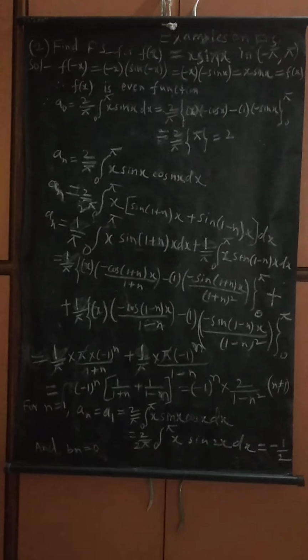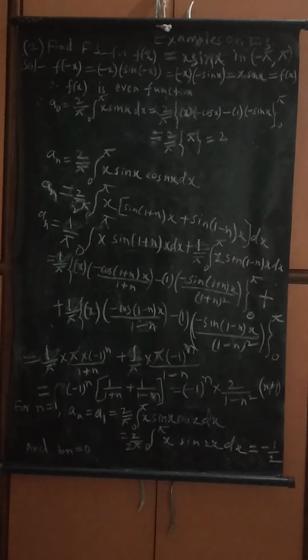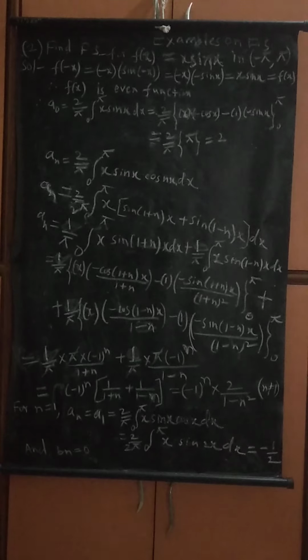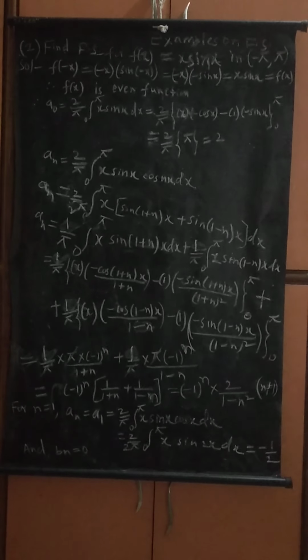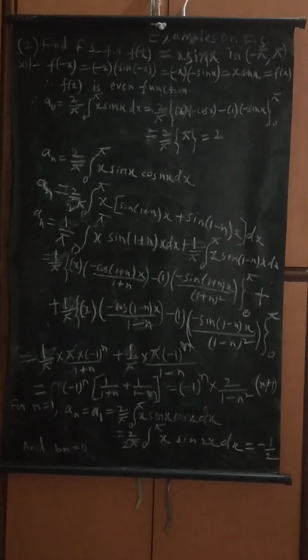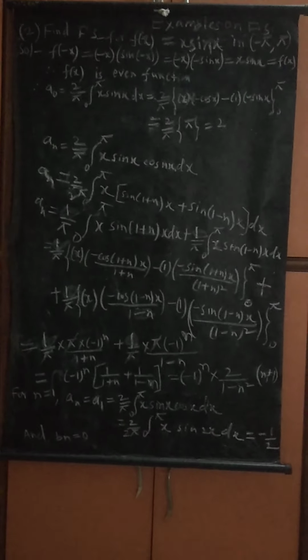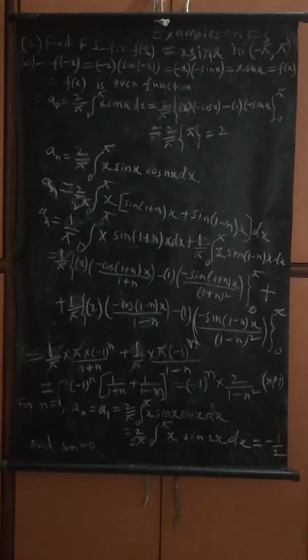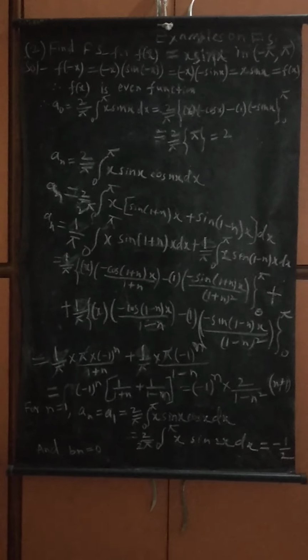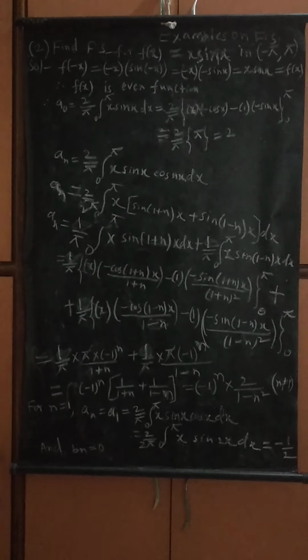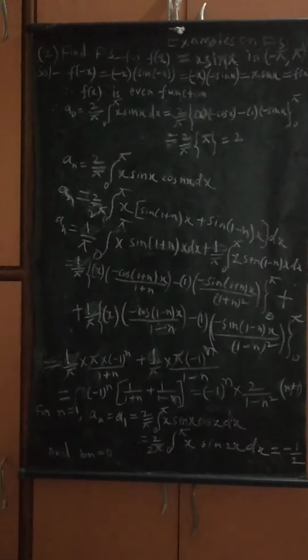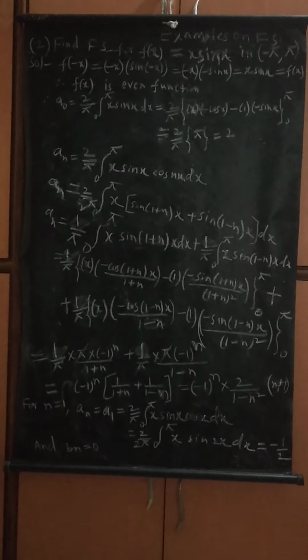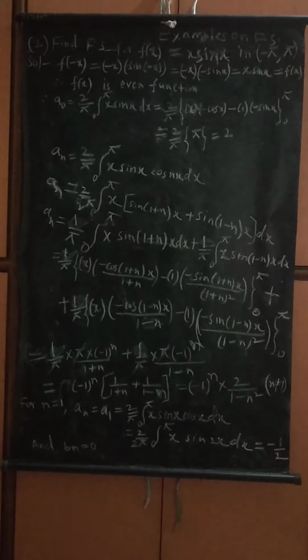In the last lecture, we have seen the example on Fourier series expansion for an even function in minus pi to pi. So continuing with the same, we will take the second example, again on an even function. The example is like this: find the Fourier series for f(x) is equal to x sin x in the interval minus pi to pi.